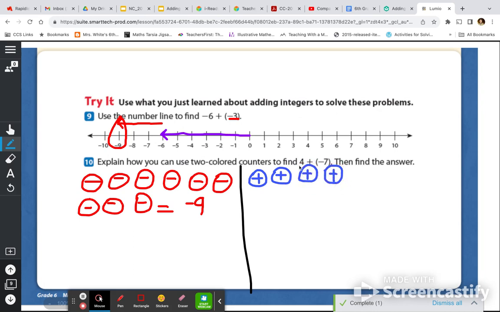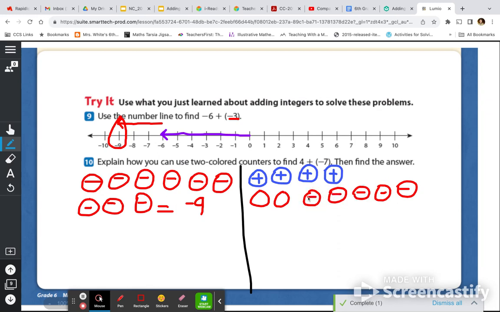Okay, now I'm combining with that negative 7. So my second number is negative 7. So just like I did over here, I'm going to make those circles in red. So 1, 2, 3, 4, 5, 6, and 7. I'm going to have negatives in those.